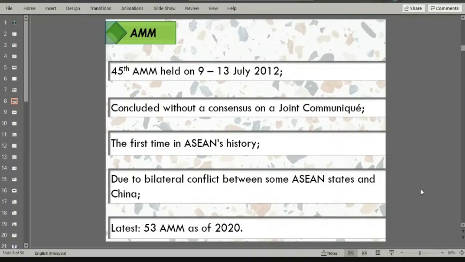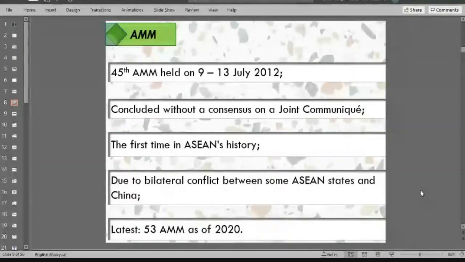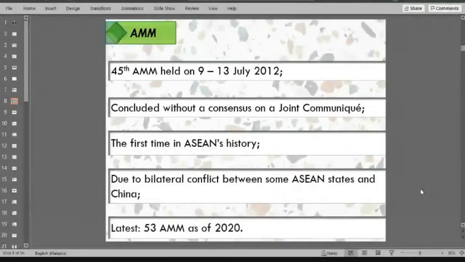So one particular point about this AMM is that for just about every AMM, the foreign ministers have always, without fail, managed to publish the joint communique through consensus. We say consensus, meaning that they all agree on what to publish in the joint communique. So they have never had disagreements in terms of what to include in the joint communique.